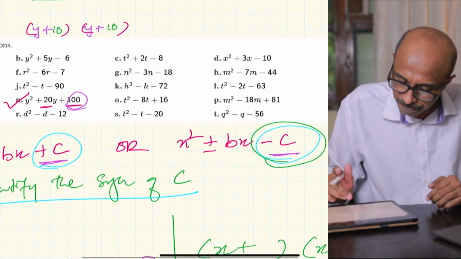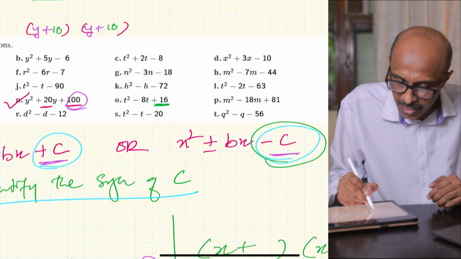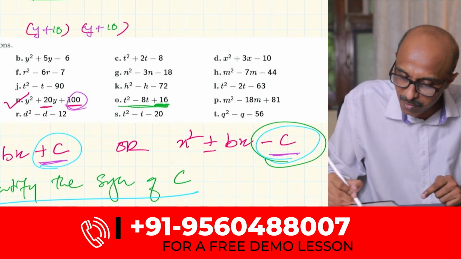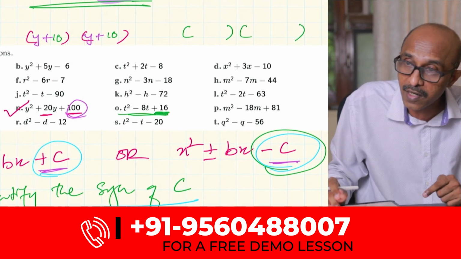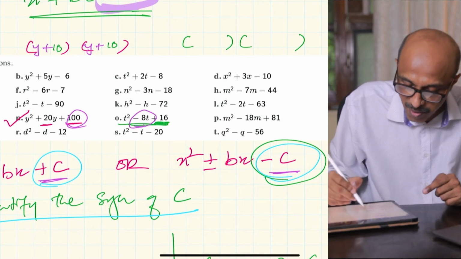Okay, one more example with the plus c. There you go: t squared minus 8t plus 16. The sign of c is positive. That means our factors, I'm going to write it here now, will have the same sign. Can you guys see all this? And it will have the same sign as the middle term, which is negative here.